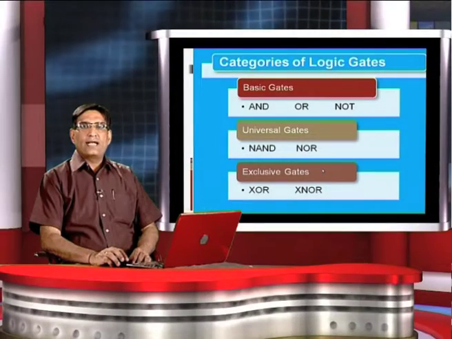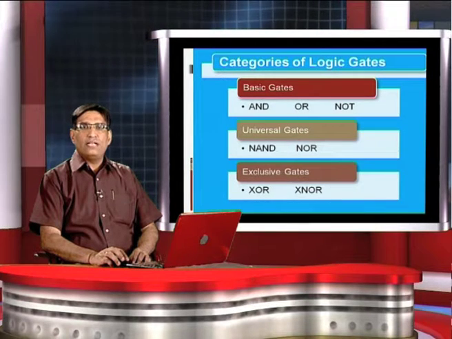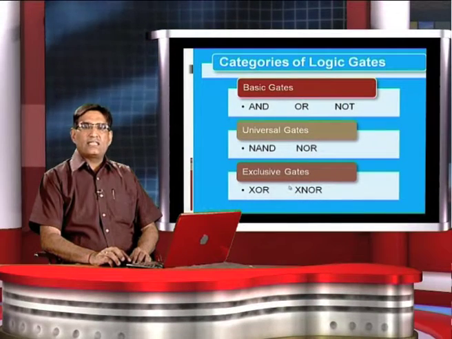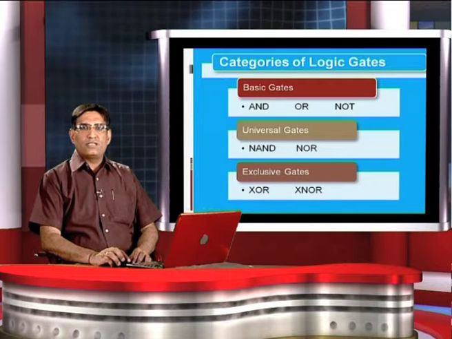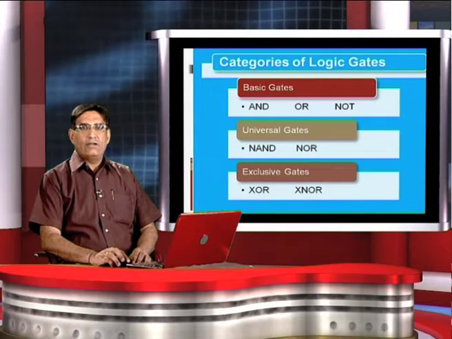Let us understand the categories of gates. Logic gates can be categorized into three major categories: first basic gates, second universal gates, and third exclusive gates. The basic gates comprise AND gate, OR gate and NOT gate. The universal gates comprise NAND gate and NOR gate, and the exclusive gates comprise XOR gate and XNOR gate. So in turn there are 7 logic gates that exist in a computer system, with reference to which all the computations or all the circuits are developed.